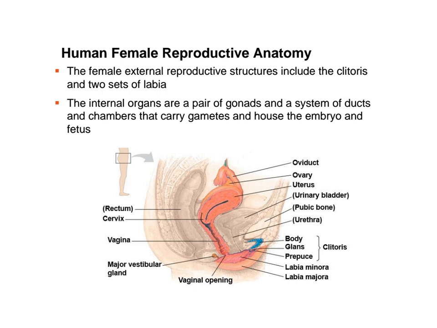Now we'll switch to the female reproductive anatomy, starting with the external anatomy. The female external reproductive structures include the clitoris and 2 sets of labia. The internal organs are a pair of gonads, the ovaries, and a system of ducts and chambers that carry gametes and house the embryo and fetus.